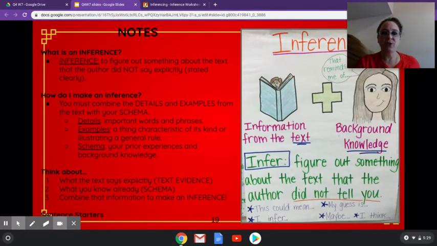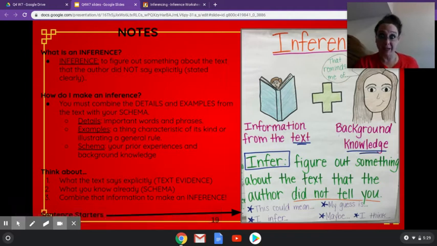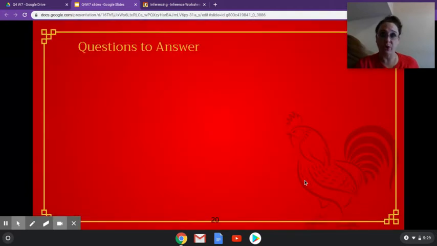To start with, some question starters we have right here: this could mean, or I infer, my guess is, maybe, or I think. Remember, just because it's your guess or what you think doesn't mean that it's always right. You need to take the explicit information and the schema and join the two in order to get it right. Here are the questions that we'll be looking to answer today.